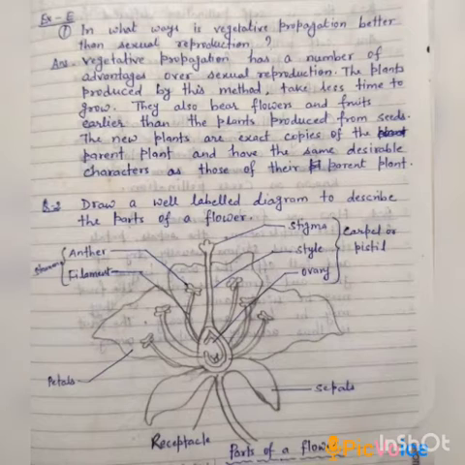Now, question number 2. Draw a well-labeled diagram to describe the parts of a flower. You can see the diagram on your screen. The parts are labeled. Do it in your copy.